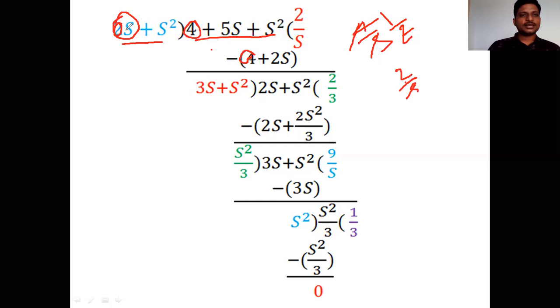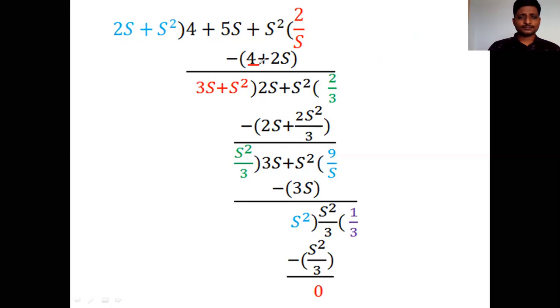Okay. If you multiply 2s with 2 by s, what do you get? 4. That's what I have written here. And s square into 2 by s, the s and s get cancelled, so you get 2s. So the remainder will be minus 4 minus 2s. This 4 and this 4 get cancelled. 5s minus 2s will be 3s. 3s plus s square is there, so you have to bring it down. Therefore 3s plus s square is the remainder.